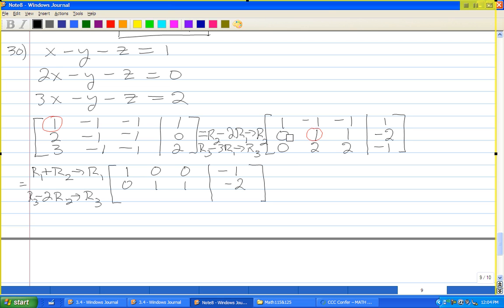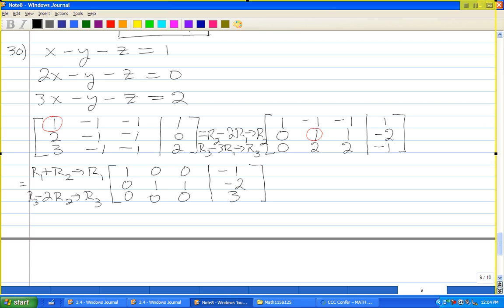0 minus 2 times 0 is 0. 0 minus 0 is 0. Negative 2 times 1 is negative 2 plus 2 is 0. Negative 2 times 1 is negative 2 plus 2 is 0. Negative 2 times negative 2 is positive 4. Minus 1 is 3.